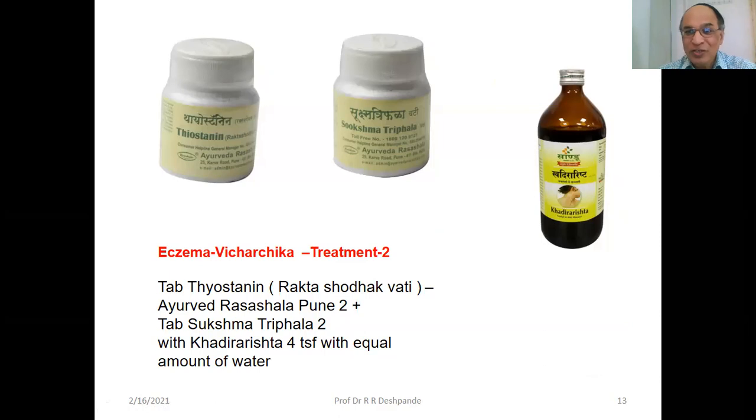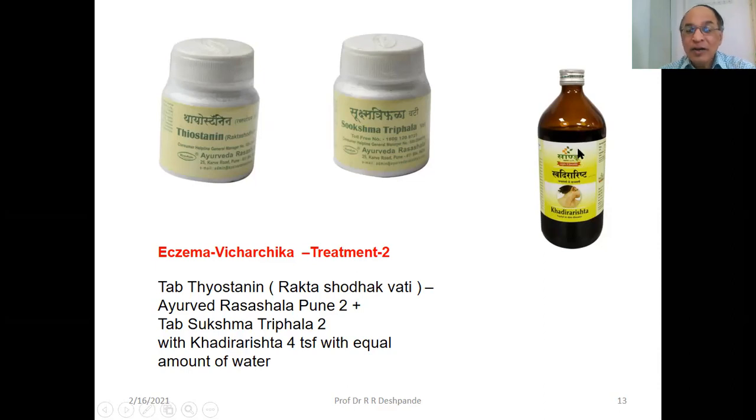Next, Vicharchika treatment number 2, second prescription. So there is a choice for the doctors, the first one or this one. Here I am using Thiostanin tablet. It is also called the Rakta Shodhak tablet. This is the Ayurveda Rasashala proprietary product, Ayurveda Rasashala company, Pune. We also have the Sukshma Triphala. This is like an Ayurvedic antibiotic, Sukshma Triphalavati. So both, 2 and 2, should be given with Khadira Arishta.